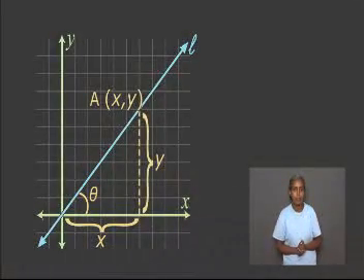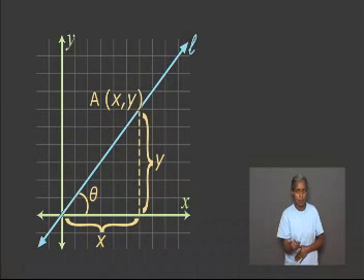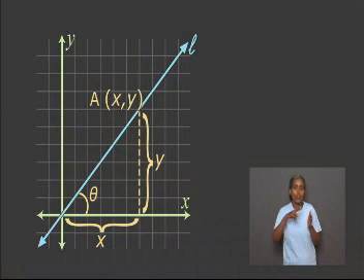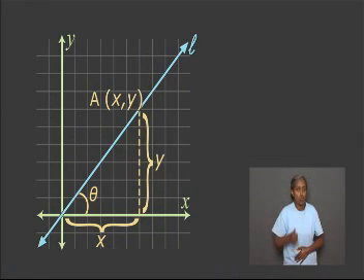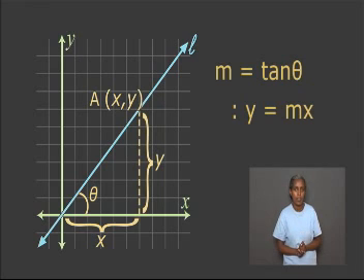We can also reflect along an axis that is defined by an angle. In this diagram, the axis of reflection L is a line passing through the origin and making an angle theta with the positive x-axis. The slope of L is given by m equals the tangent of theta, and its equation is y equals m times x.